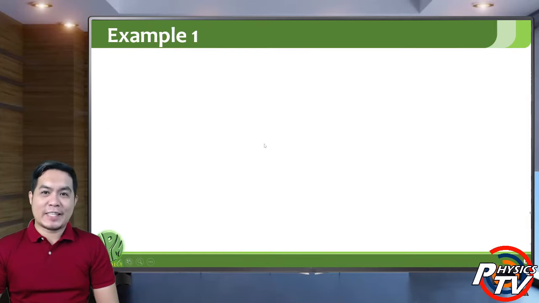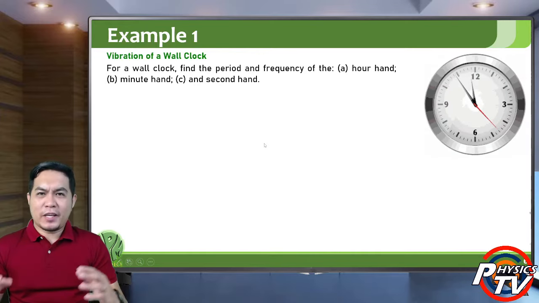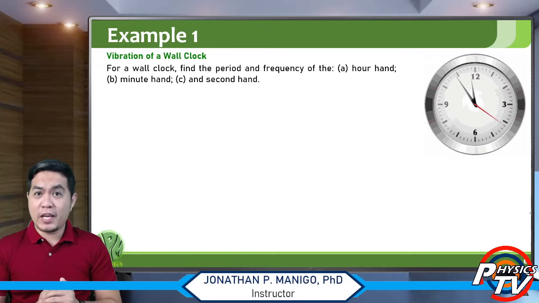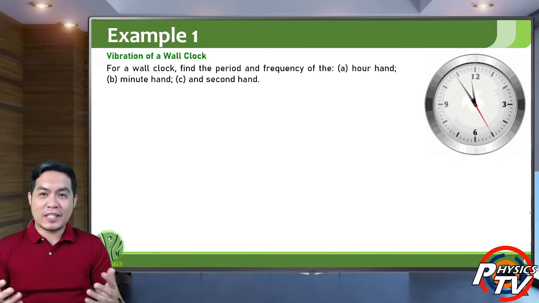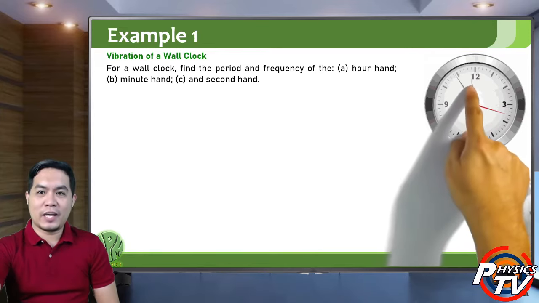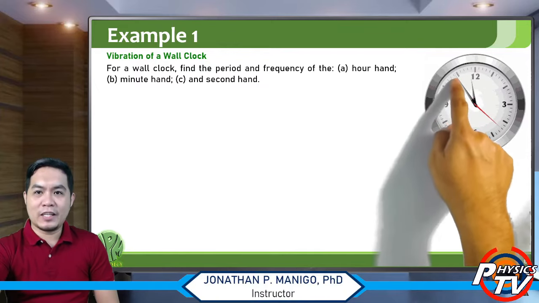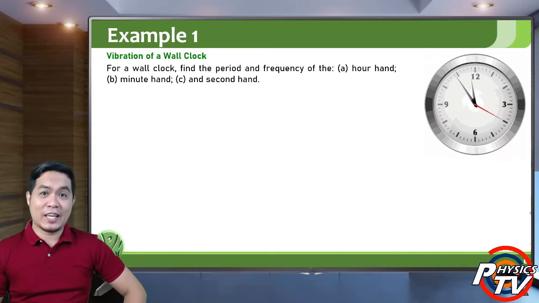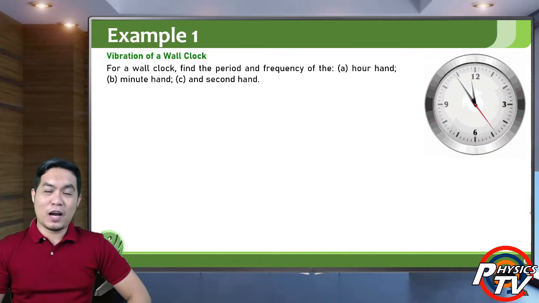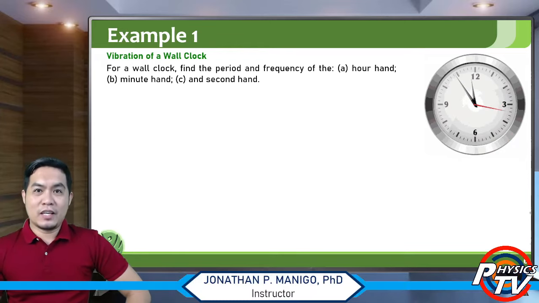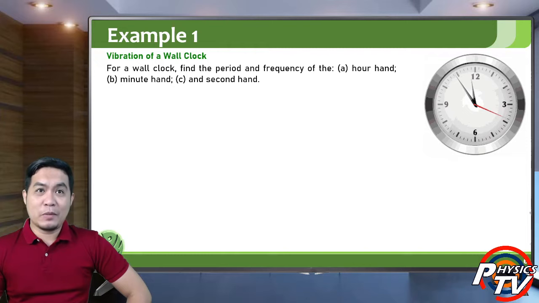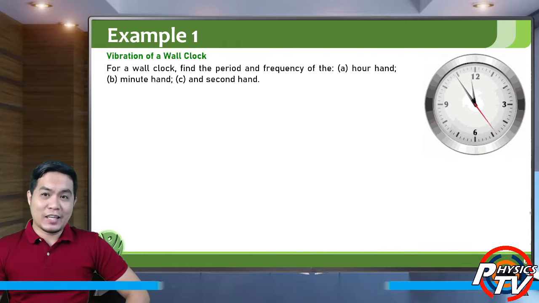Okay, let's now have an example. So let's try to find the frequencies of the vibrations produced by a wall clock. A wall clock has three hands. You have the hour hand, this one, the minute hand, the longer one, and this red one here is the second hand for the seconds. So hours, minutes, seconds. For a wall clock, find the frequency of letter A, the hour hand, letter B, the minute hand, and letter C, the second hand.